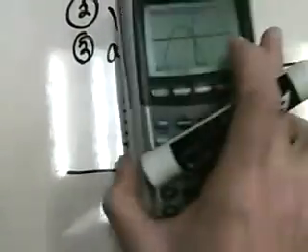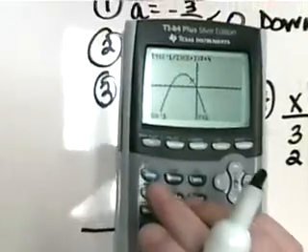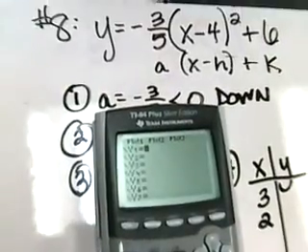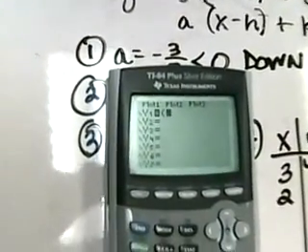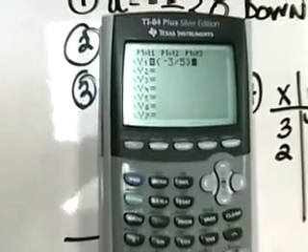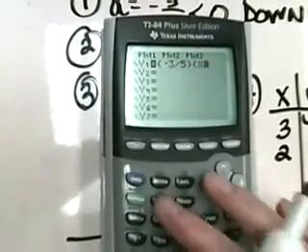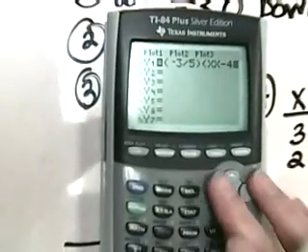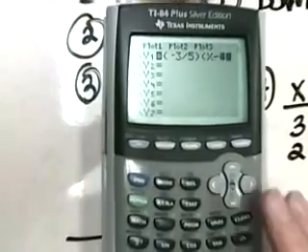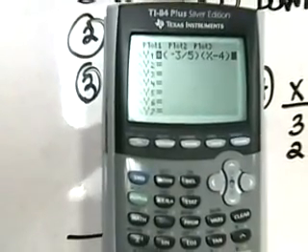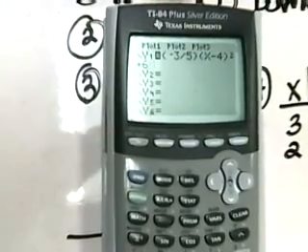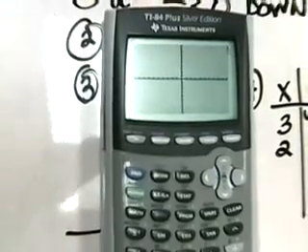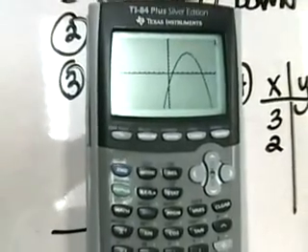Your choice. Now remember, I want to go to y equals. And I want to type this new equation into my calculator. So I'm going to put -3/5 in parentheses. Then I'm going to put x minus 4 in parentheses. Whoops, sorry, I put 2 x's in there. Then I'm going to square it, plus 6. Then I want to go to second, trace, value. Give it some time to graph.